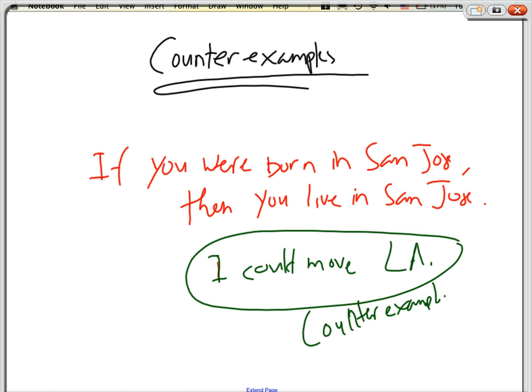Mathematically speaking, 2 plus 2 is always equal to 4, right? Is that true? Okay, so there you have it. As long as you can find a counterexample to disprove it, it makes it invalid. This whole conditional statement right here is invalid. Okay? Let's see if you can get this one. One last example here.